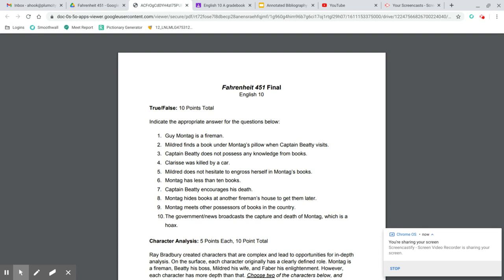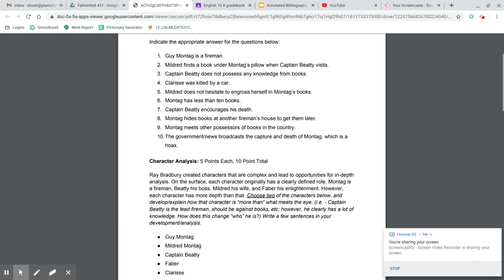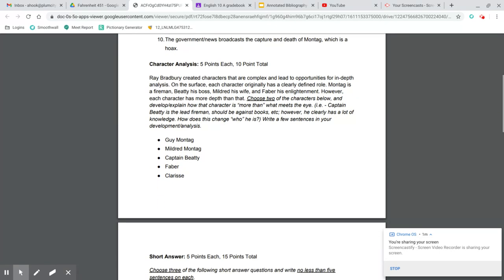So I ask that you create a Google Doc, and for the first section, you write number one, and then your answer, true or false. So you would do that for the 10 questions. The next part here is character analysis. Each one of them is worth 5 points, 10 points total.